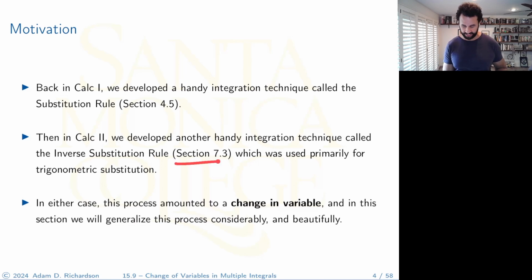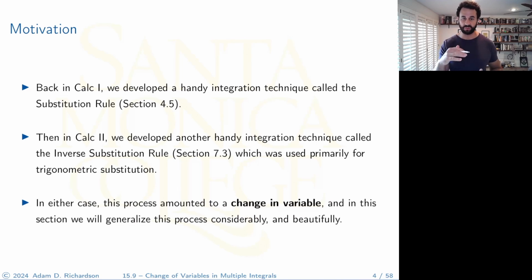So in this textbook, it's section 7.3, and primarily we used it for trigonometric substitution. If you go and look in section 7.3, there's a very, very brief discussion about how this is an inverse substitution, and this is the inverse substitution rule. And then the rest of the section is basically devoted to using it for trigonometric substitution. So what I'm trying to say here is that trigonometric substitution is a special case of an inverse substitution. And what's happening here is you're just doing a change in variable for your integral.